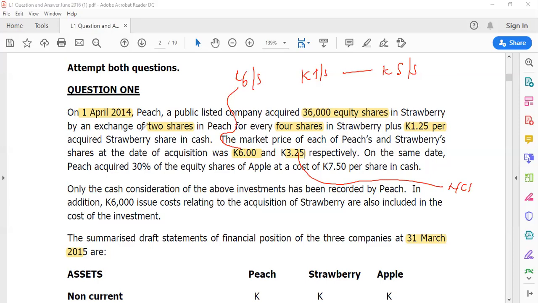Okay, so I was just explaining to him here that when you see a price for the subsidiary being given, then you think about NCI. You see a price for the parent being given, you think about share premium, because the price is higher than the par value. The par value is 1 kwacha, but the price that's been given is 6 kwacha. But here is something else. On the same date, Peach acquired 30% of the equity shares of Apple at a cost of 7.5 kwacha per share in cash. So he also acquired an associate at this price, 7.5 kwacha per share in cash.